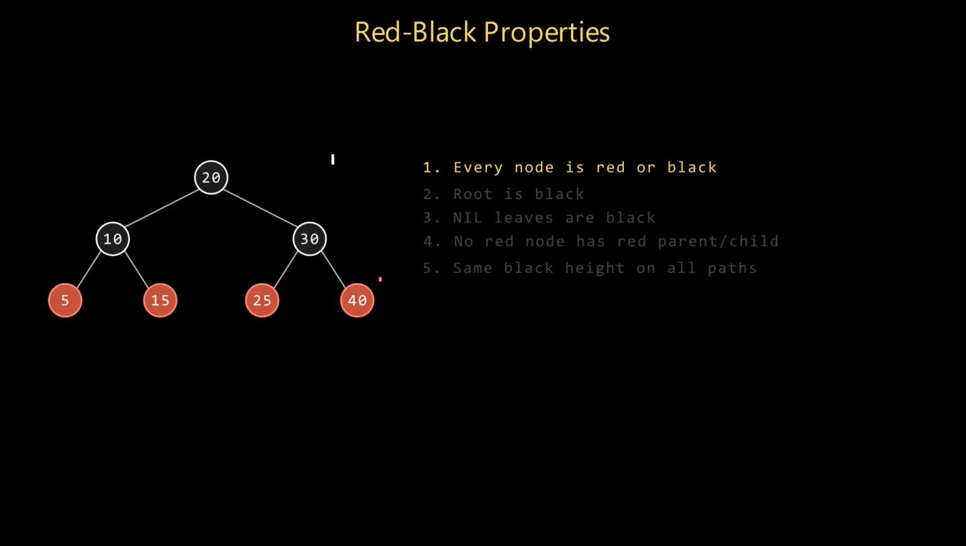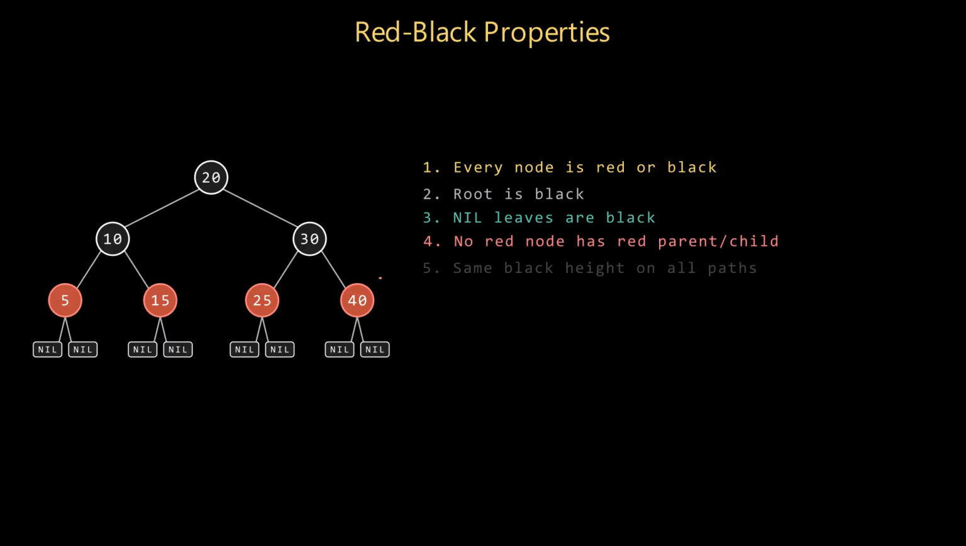The first rule is simple: every real node is either red or black. The color is part of the data structure, not the key order. The root is always black. If an operation makes it red temporarily, we repaint it black at the end. Every missing child is treated as a black nil leaf. These nil leaves matter when we count black height.